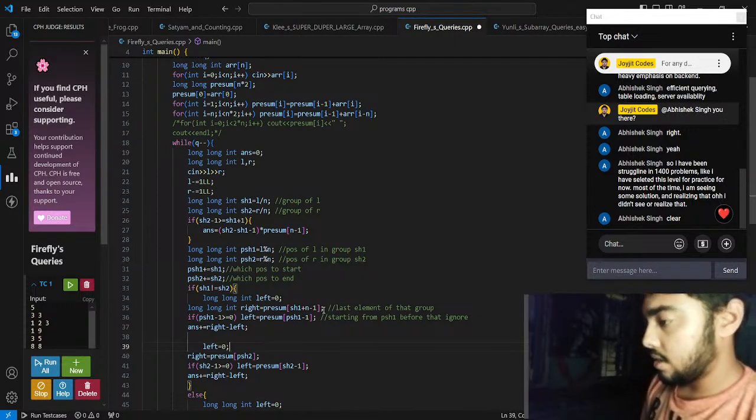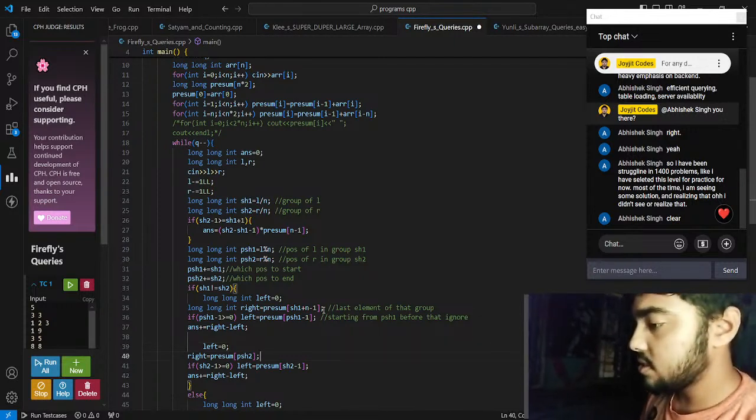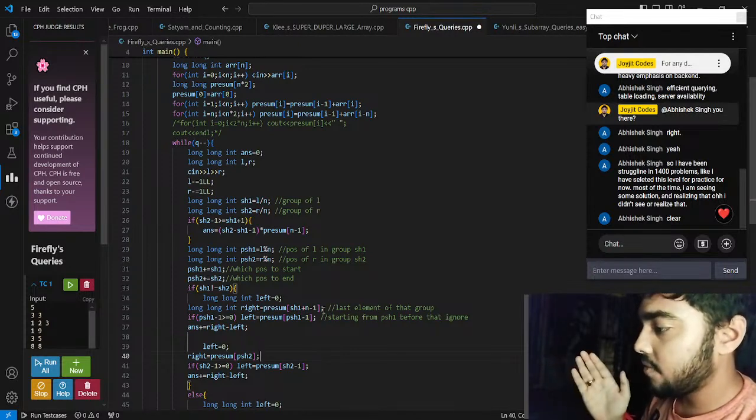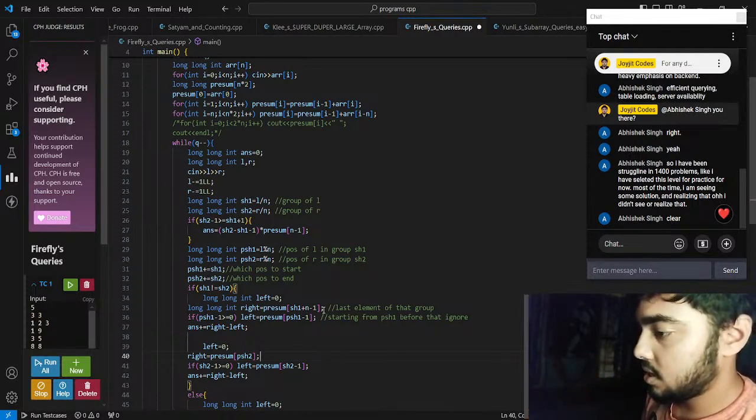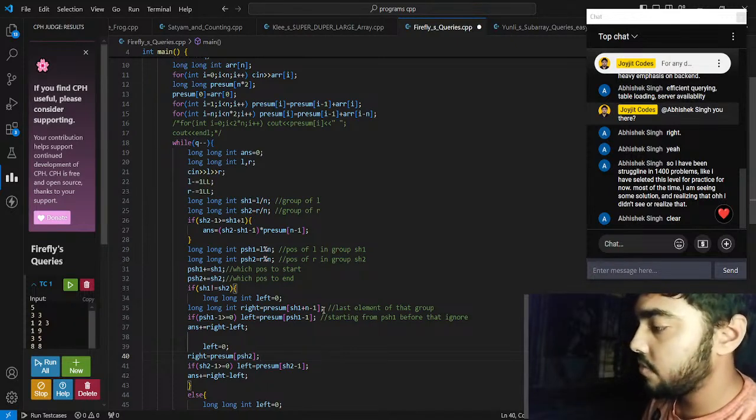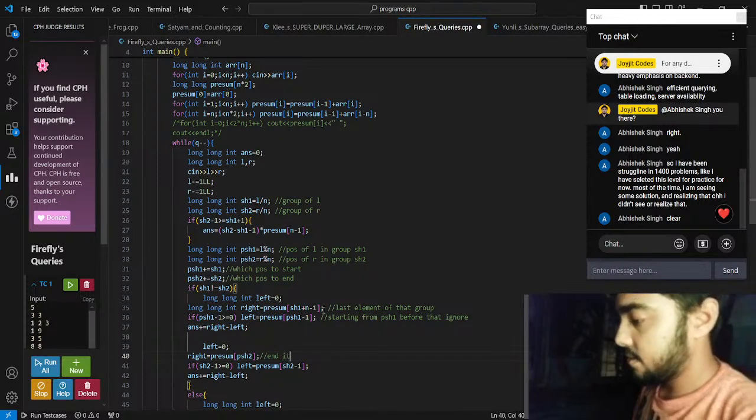Similarly for the other thing, now the opposite happens. We have to end it over here. Since we are ending it here, we know that PSH is the position where we end it. So end it over here.